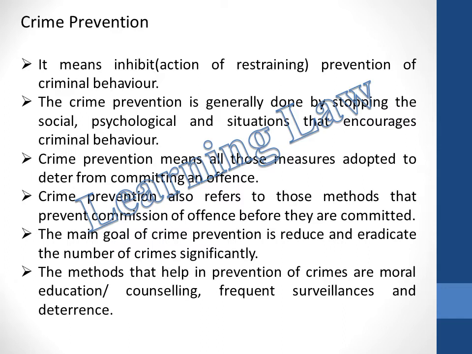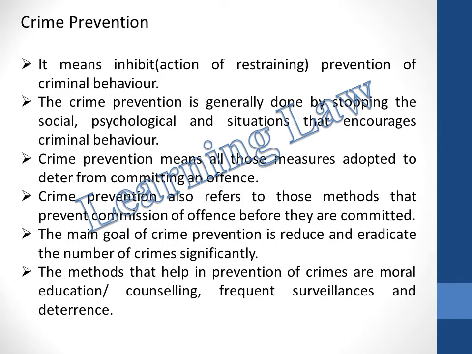The main goal of crime prevention is to reduce and eradicate the number of crimes significantly. The aim of crime prevention is firstly to prevent crime from happening and also to significantly reduce the number of crimes that take place. The methods that may help in prevention of crime are moral education, counseling, frequent surveillance and deterrence.